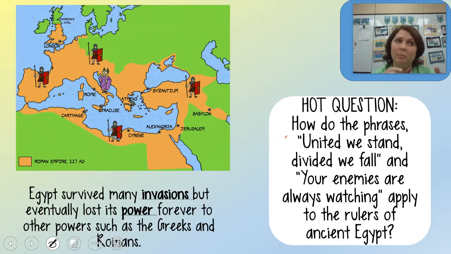You can say how this applies to your life. Try to use vocabulary words. Import, export, you should definitely use that for Hatshepsut. Look back at your word wall, see what you can find. I've got the word wall behind me. Trade networks and dynasties. There's a lot of stuff you can bring in there. So how does the phrase united we stand, divided we fall apply to the rulers that we talked about, the pharaohs, and your enemies are always watching?